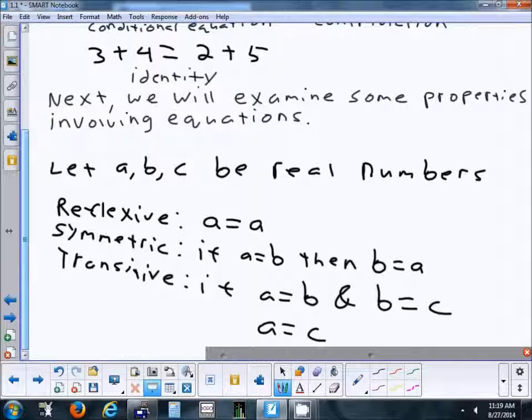A is the same as B. C is the same as B. So then A and C must also be the same. And that idea, again, it can be applied to many different things. This is with equations. Okay, so symmetric, reflexive, symmetric, transitive.